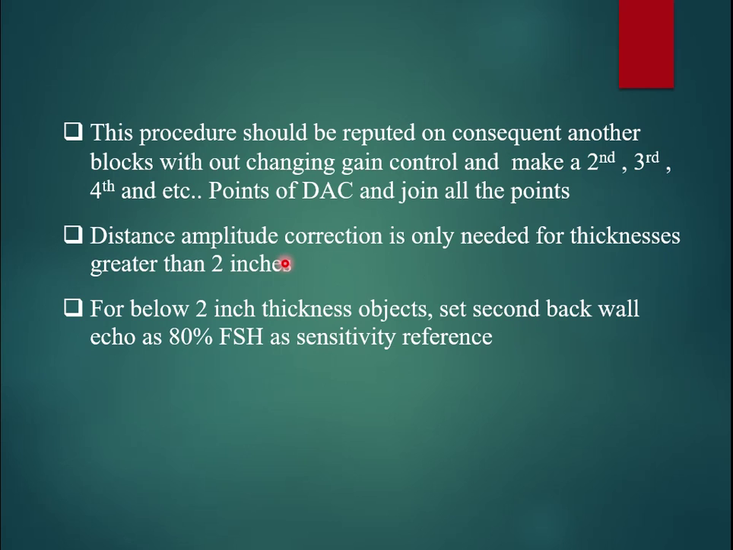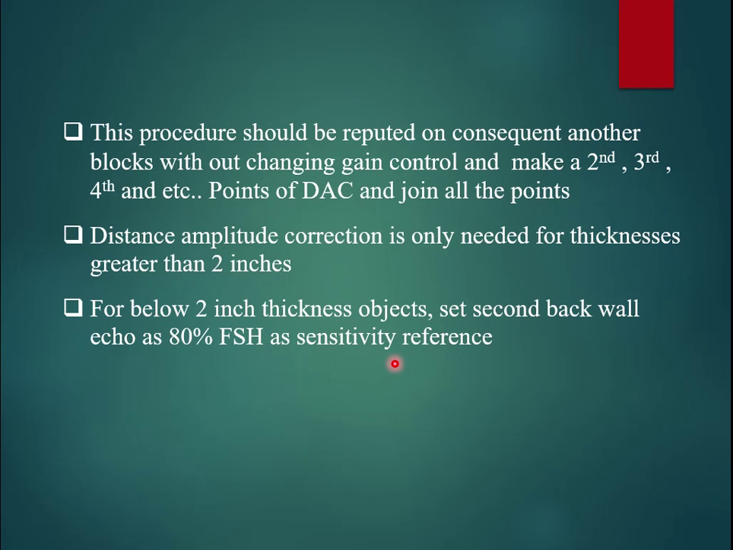So the distance amplitude correction curve is only needed for thickness greater than 2 inches. For objects below 2 inch thickness, set the second back wall echo to 80% of full screen height as a sensitivity reference. If your material thickness is less than 2 inches, there is no need to draw the distance amplitude curve, because the curve serves as a sensitivity reference. Setting the second back wall echo to full screen height is enough for material whose thickness is less than 2 inches.